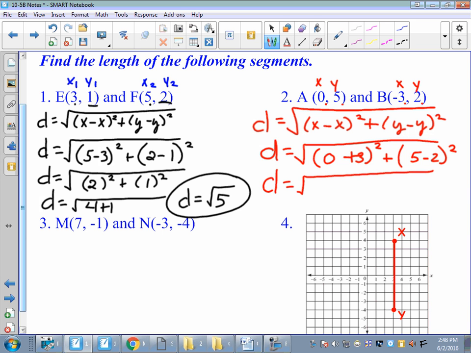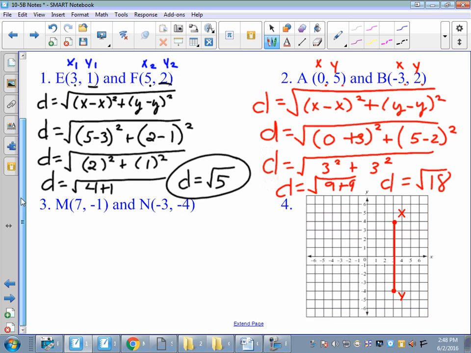And so we get 3 squared plus 3 squared. So my distance is equal to the square root of 9 plus 9. My distance is equal to the square root of 18. I apologize, my board is acting up.